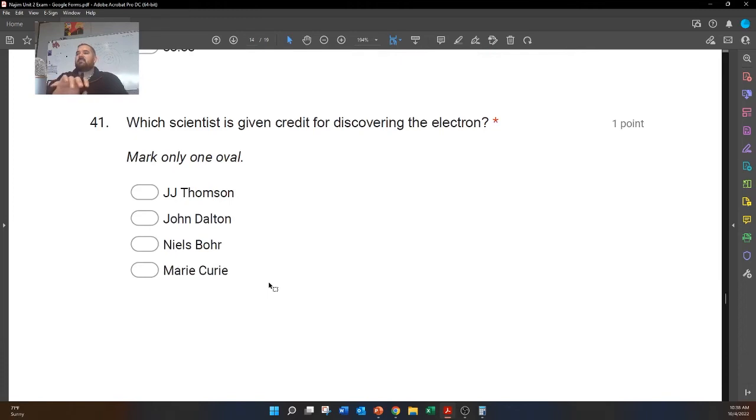Which scientist is given credit for discovering the electron? That's going to be J.J. Thomson. He had the cathode ray experiment.